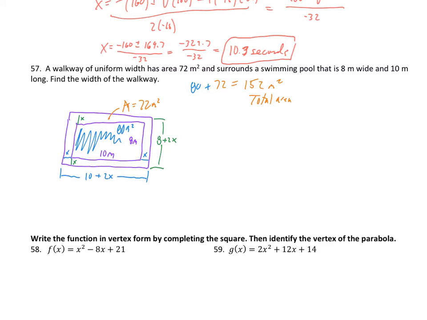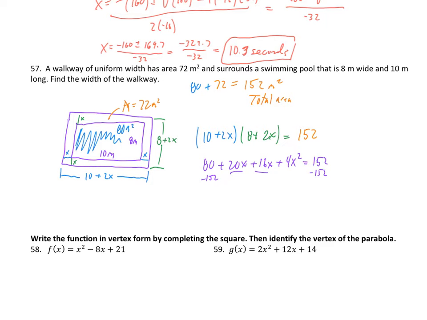So what I do is take the dimensions, length times width: 10 plus 2x times the width, 8 plus 2x. And that will give me the area. So let's FOIL this out, so I get 80 plus 20x plus 16x plus 4x squared equals 152.